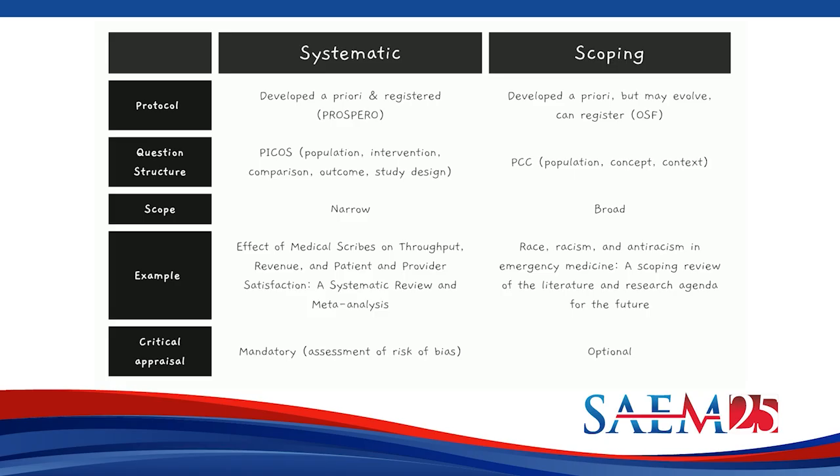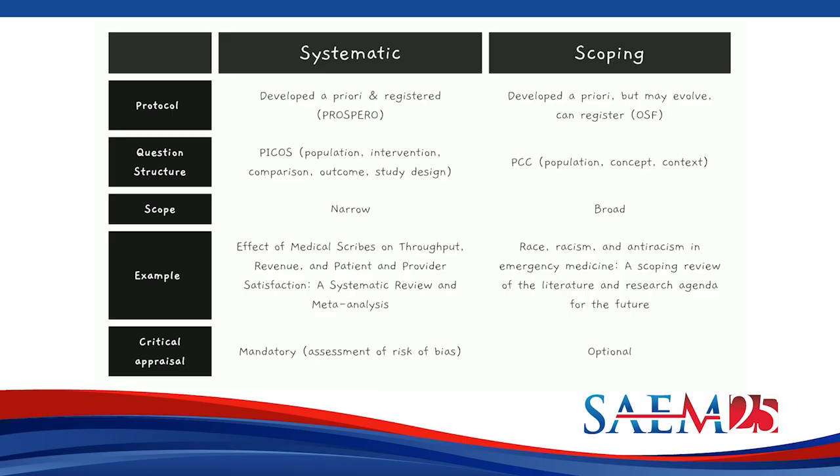Narrowing it down, just looking at systematic and scoping reviews, both of them utilize a protocol, and that's where the systematic piece comes in. The search strategy and the protocol is developed in advance of actually conducting the search and typically registered for a systematic review. It can be registered for a scoping review as well, but as I mentioned before, the scoping review protocol can be iterative. Even though it's developed in advance of the search, it can be adjusted as you see what comes up in the search. The questions are also structured differently.